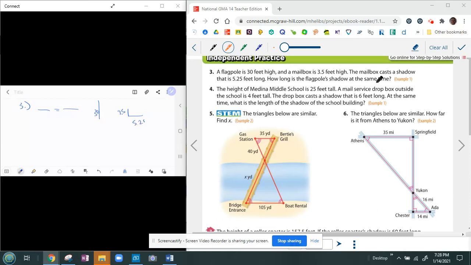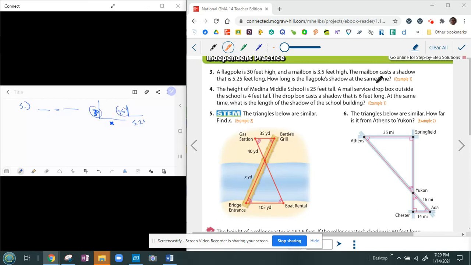I don't know why we would care how long someone's shadow is. Usually we'd be like, oh well, we want to tell the height of this flagpole because we need to buy the rope for it or something like that. But all right, is what it is. These problems sometimes don't make any sense. Okay, but the idea is the same.